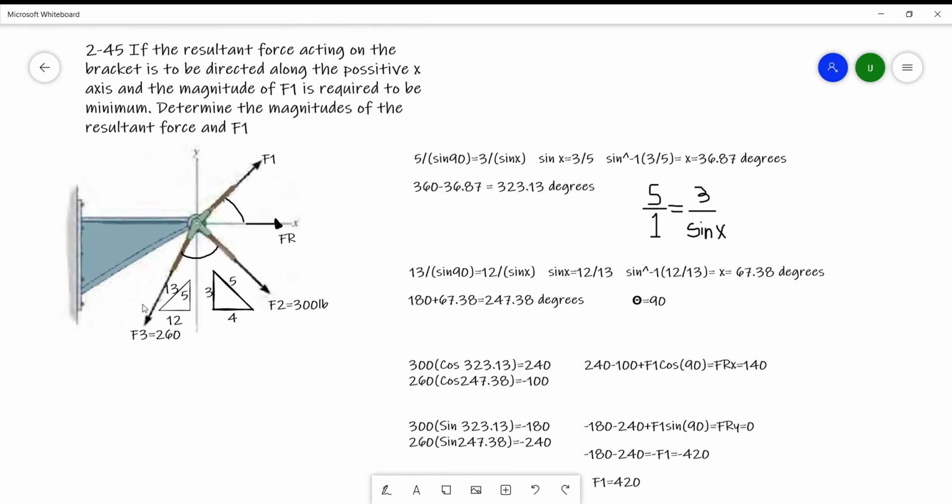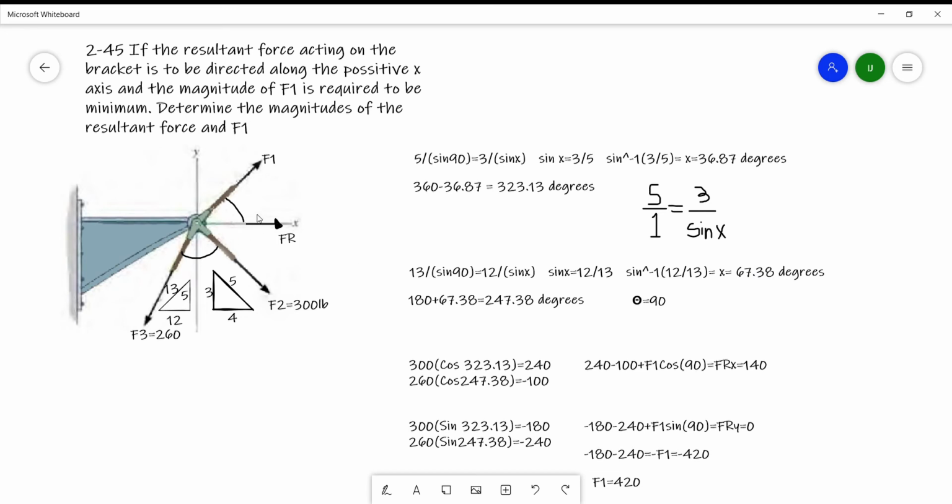Now I'm going to do the same thing with my third force, which I'm going to apply. 13 divided by sin of 90 is equal to 12 divided by sin of x, which gives me sin of x equal to 12 divided by 13. Then I'm going to use the inverse of this to get my angle, which is going to be 67.38 degrees.